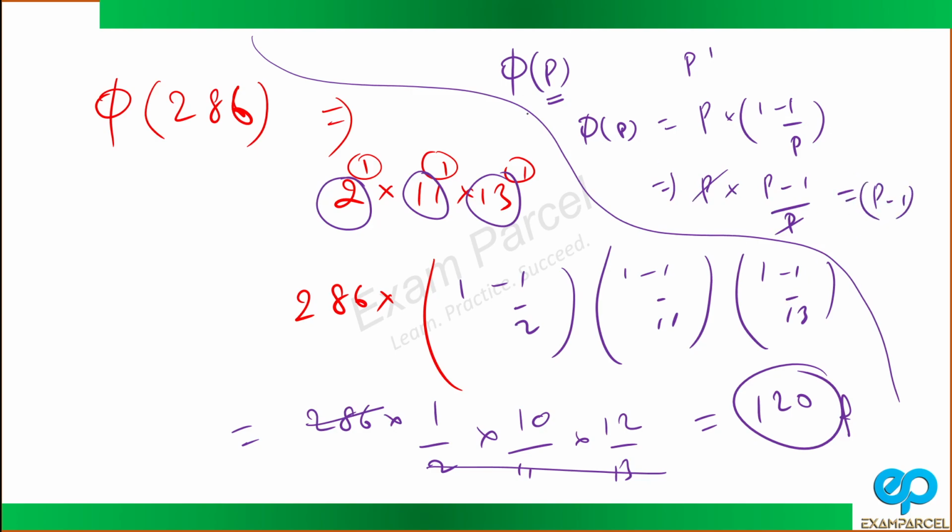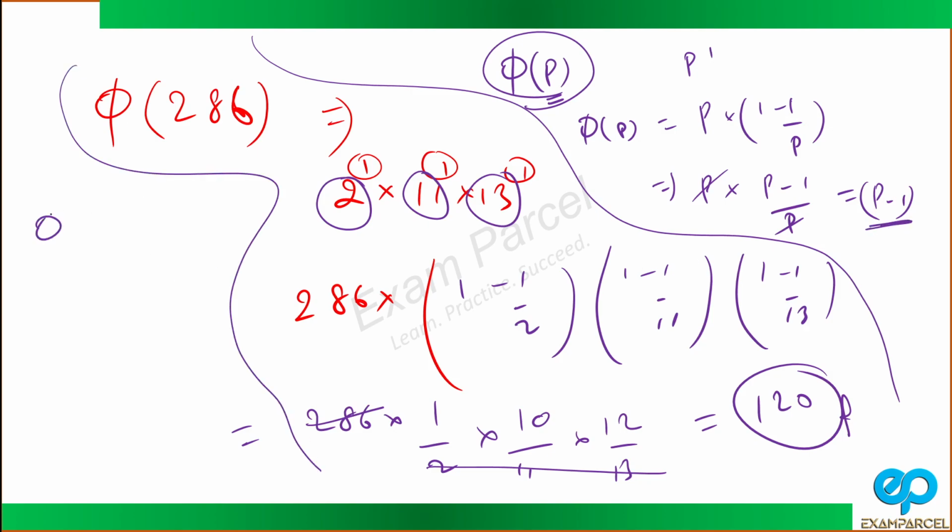So you can notice phi of any prime number is simply, you can subtract 1 from that number, right? So for example, phi of 17 is a prime. So rather than doing all this process, you can simply subtract 1 and you will get your answer 16, right? So you can notice this as a special result, that totient function or Euler function of any prime number is simply subtracting 1 from that prime number and you will get your answer. I hope that is clear to you, right?